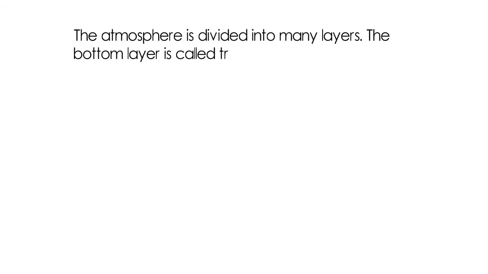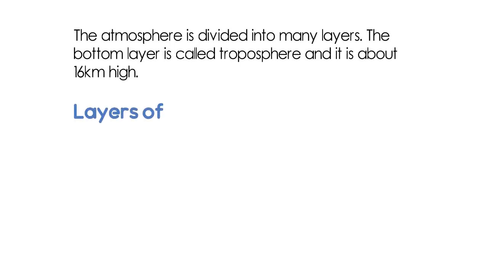The atmosphere is divided into many layers. The bottom layer is called troposphere, and it is about 16 km high. Layers of the atmosphere.